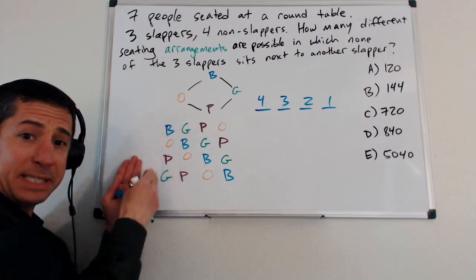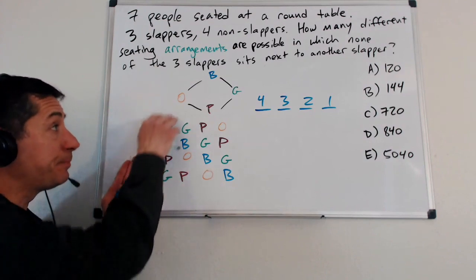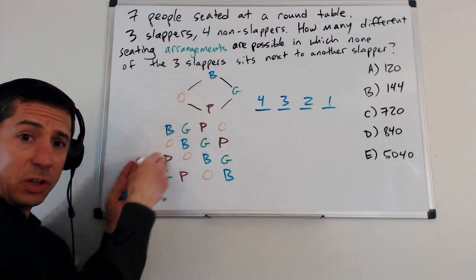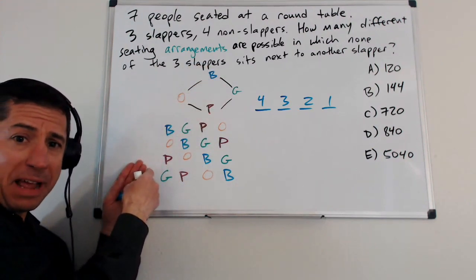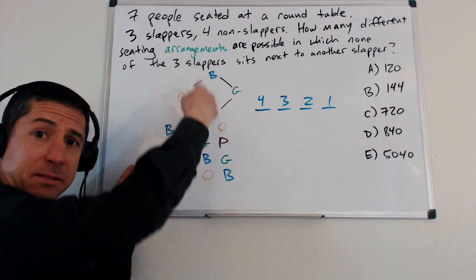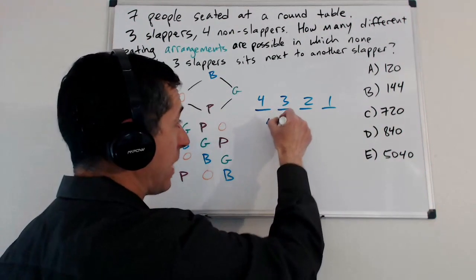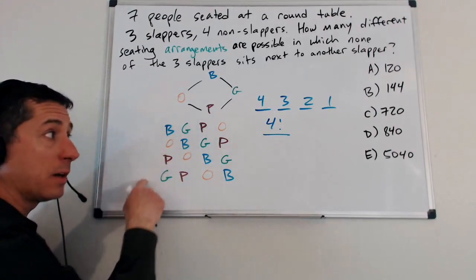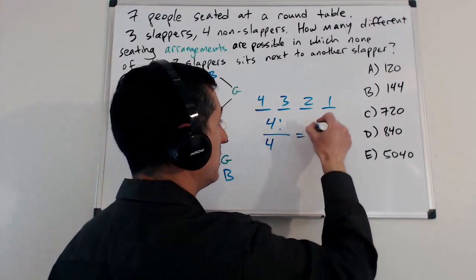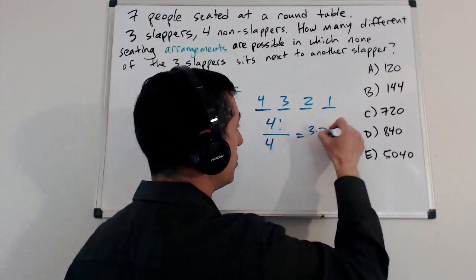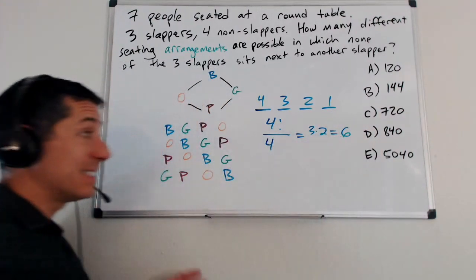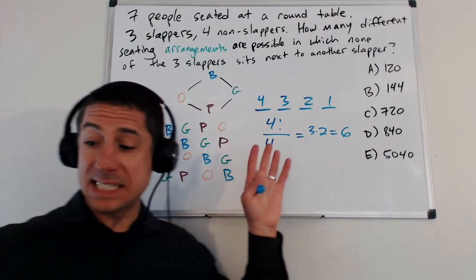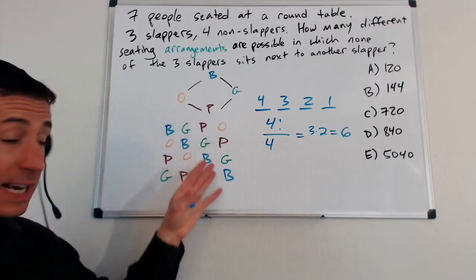So what happens here? A little bit of a slippery concept. But when you've got things in a circle, we're overcounting by a factor of however many items you have arranged in that circle. So instead of four factorial ways to arrange the four non-slappers, it's four factorial divided by four. So I get three factorial, three times two. So there's really just six different ways to arrange these guys. It doesn't seem right, but that's actually correct here.